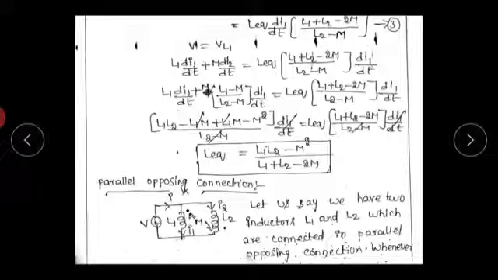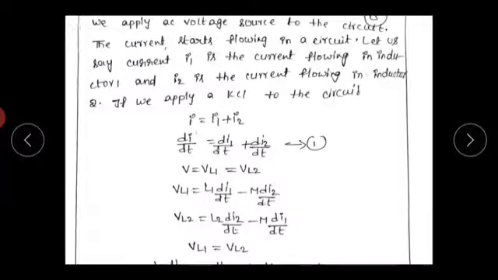In the first coil, the current is entering at the starting end, and in the second coil, the current is entering at the final end. So this connection is called parallel opposing connection. Let us say we have two inductors L1 and L2 connected in parallel opposing connection. Whenever we apply an AC voltage source to the circuit, current starts flowing in the circuit.